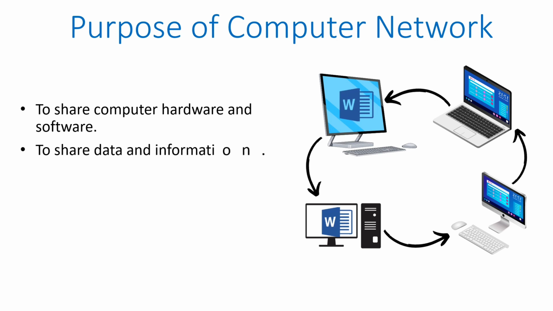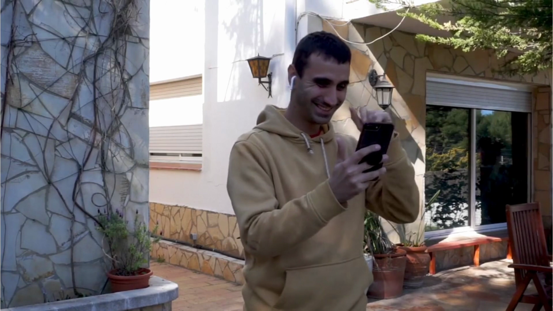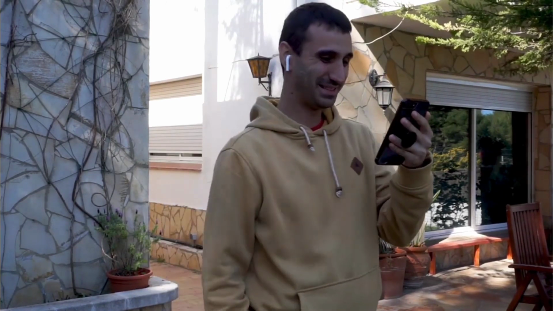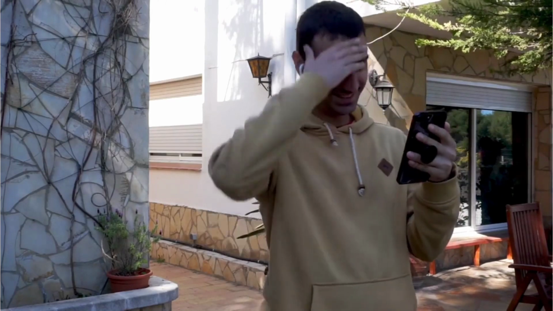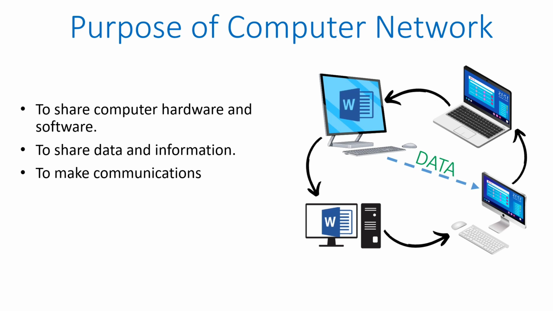Similarly, to share data and information is another reason or purpose of creating computer network, because the computers in the network allow us to share data from one computer to another. And the next one is to do communications. With the help of network, we can do communications or we can share information over long distance, and that is why computer network is created. So these are the reasons for creating computer network.